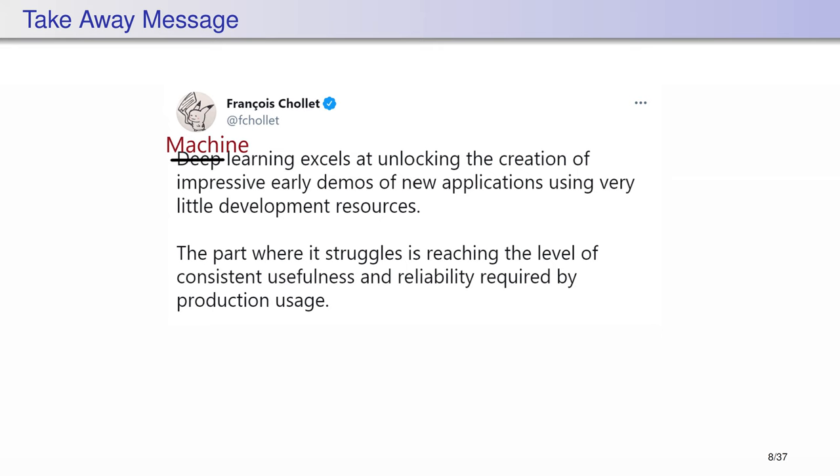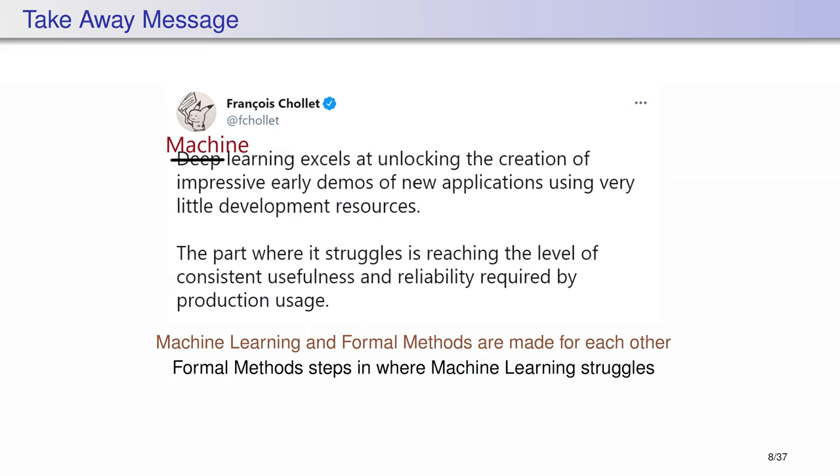And the key takeaway message for this talk is that in some ways, machine learning and formal methods are made for each other. So formal methods can step in where machine learning struggles. I'm going to show all this through our work for one particular domain, where we rely on machine learning to give us an initial demo, and then we rely on formal methods to really come up with something that can be certified to be correct. So that will be the meta lesson from this presentation.